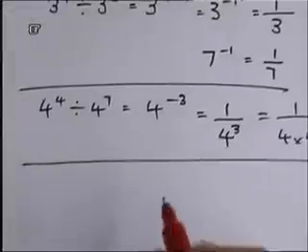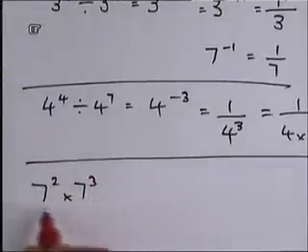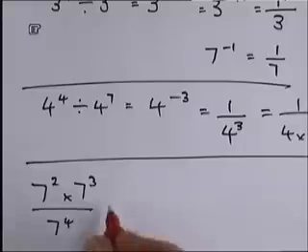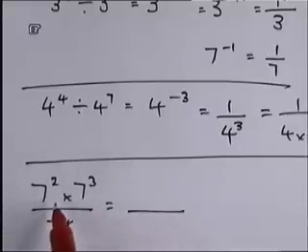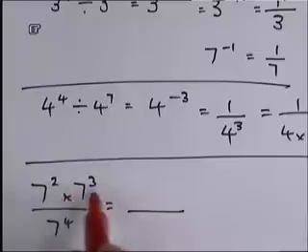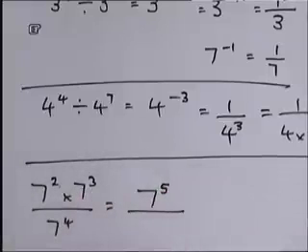If we look at another one, 7 squared times by 7 cubed over 7 to the power of 4. Remember, an over like this means a divide. Well, let's do the top first. On the top of the fraction, which is the numerator of the fraction, we're timesing. So we can add the little numbers, add the powers together. 2 plus 3 is 5. So that's the same as 7 to the power of 5.